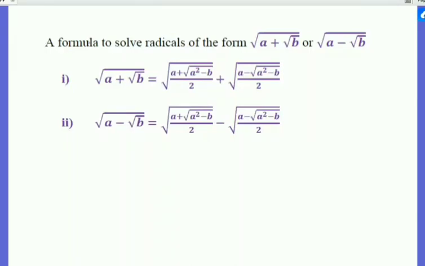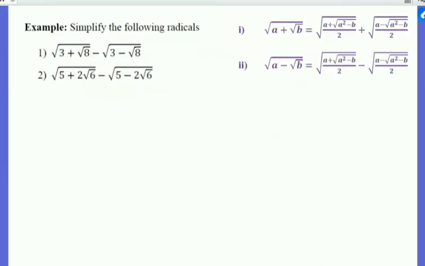Hey guys, in this video I'm gonna show you how to simplify certain radicals having this form: a bigger radical of a plus another radical b, or a certain radical of a minus another radical b. So whenever we have such kind of radicals, these are the formulas that we can use to simplify them. It's not common to see this kind of simplification, so I want to make you familiar with using it. I have two examples on how to use such simplifications.